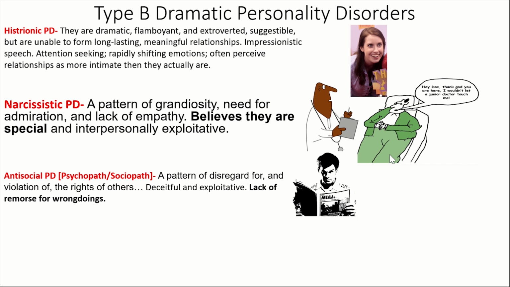The antisocial personality disorder, it's called the sociopath. They used to call this the psychopath, but we don't use that term anymore, but I just put it for historical relevance and to make sure everybody's on the same page about that. The antisocial personality disorder is a pattern of disregard for and violation of the rights of others. They're deceitful, they're exploitative, they lack remorse for wrongdoings. These are the people that often grow up to become serial killers.